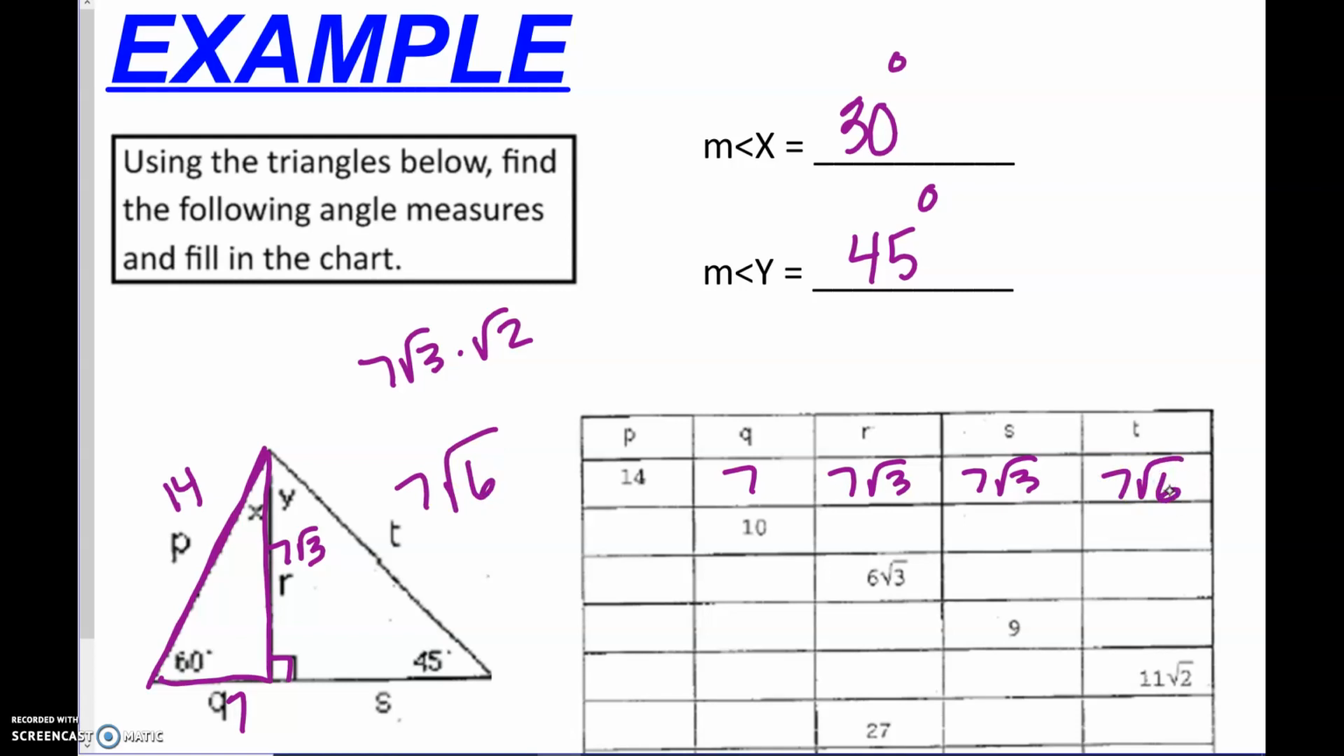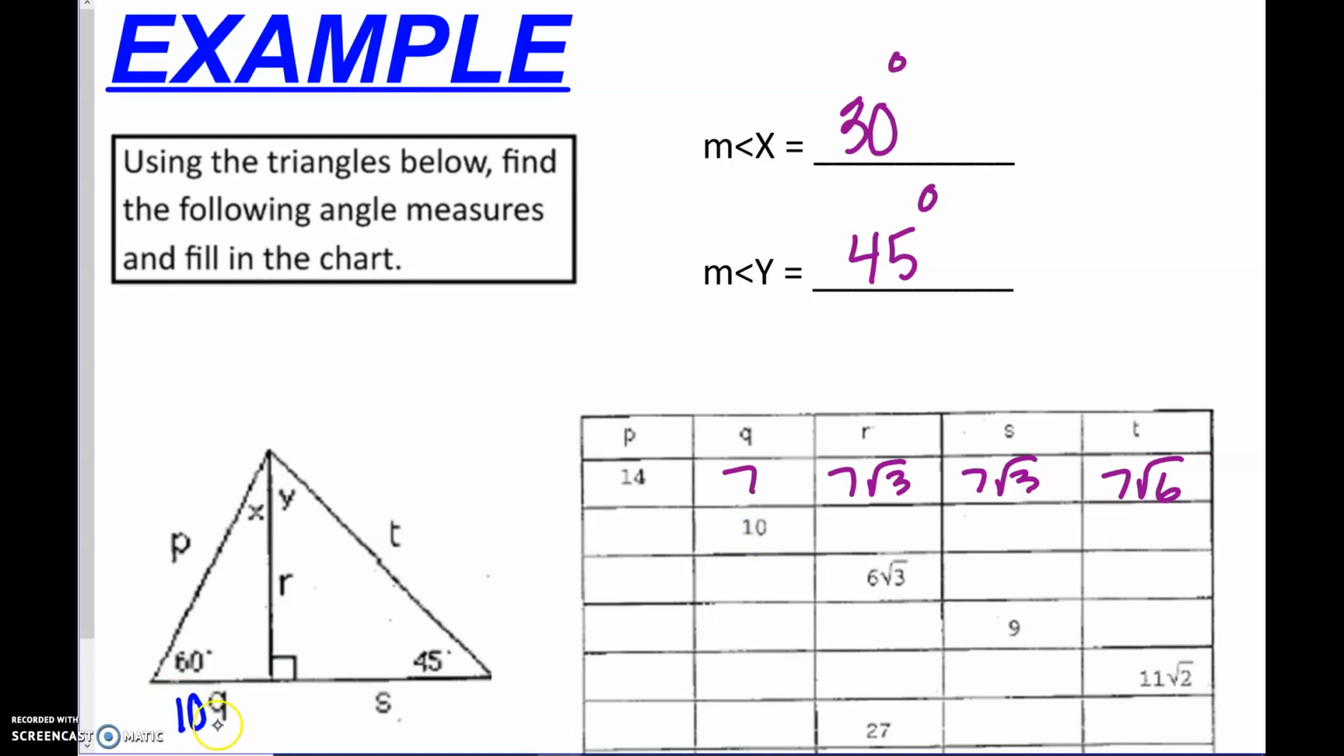All right, let's just do one more of these as a sample here. Let me erase my original work here, and let's try a new one. This time they're giving us q is 10. So if q is 10, now we need to find the hypotenuse. The hypotenuse is going to be double that, so this is going to be 20.